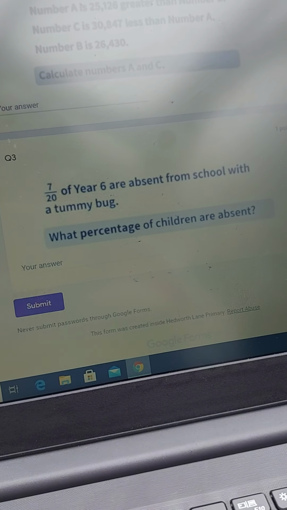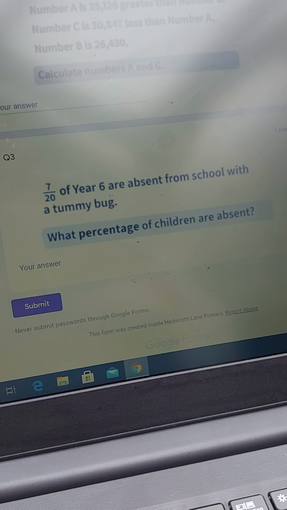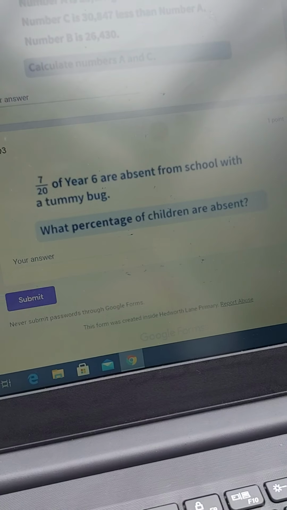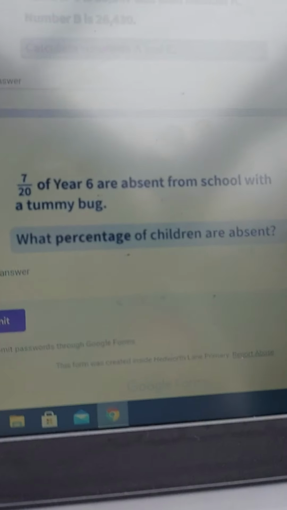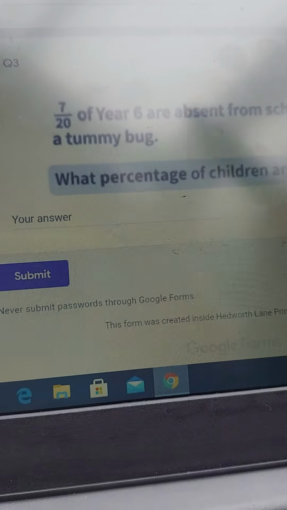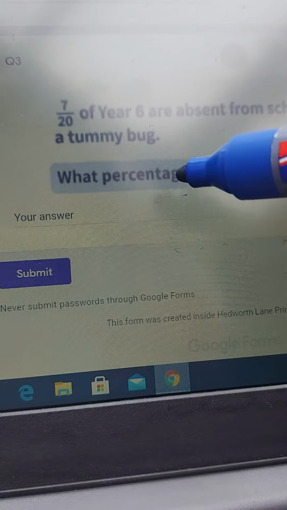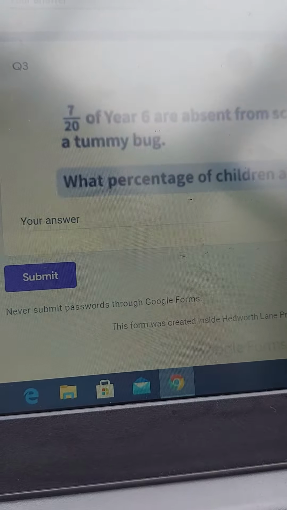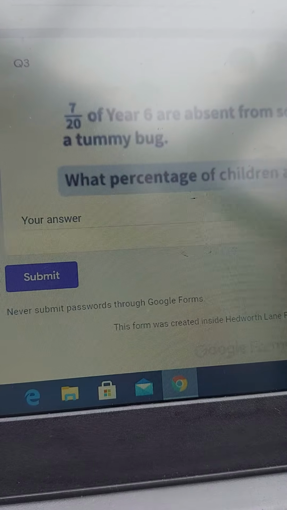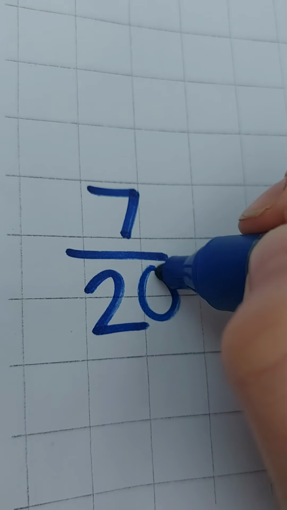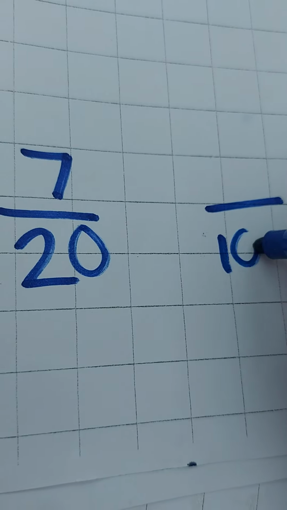Question number 3. 7/20 of year 6 are absent from school with a tummy bug. Dear me. What percentage of children are absent? Right, so you're going to look at this one and think that looks really tricky until we remember percentage means out of 100. So could I not times this fraction and try and turn it into hundredths, and then it would be really easy to work out. How would I turn 20ths into hundredths? Can I do that?